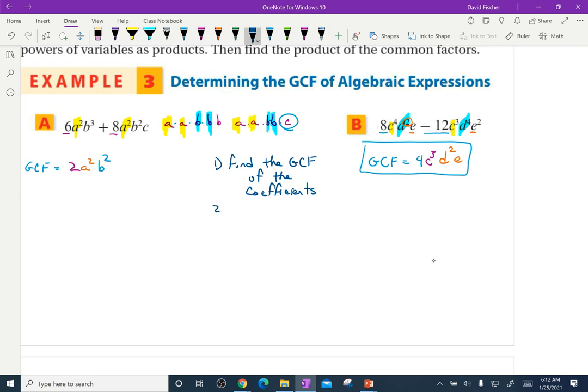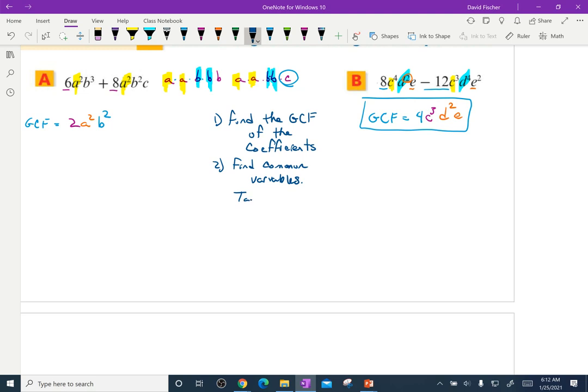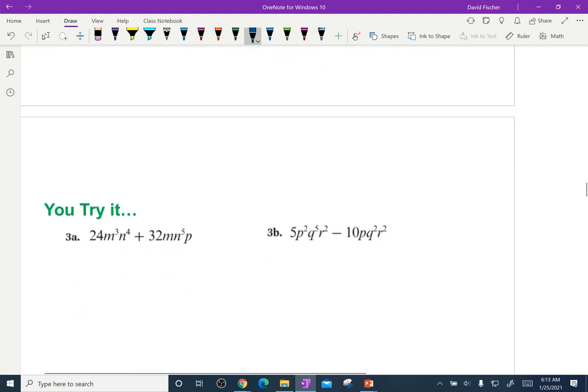And then number 2, for my variables, find common variables. And take the lowest exponent for your answer. Okay? All right, let's give it a try.